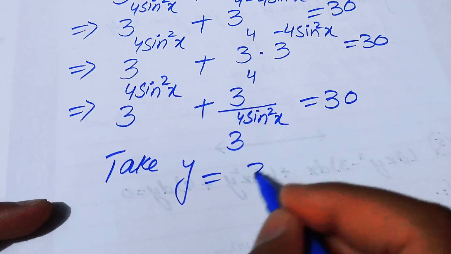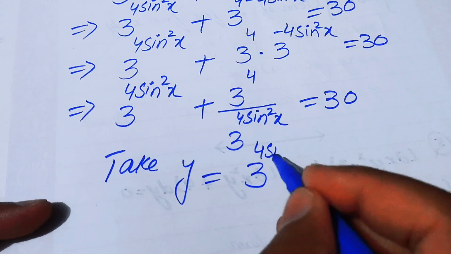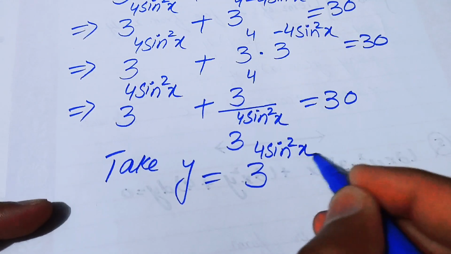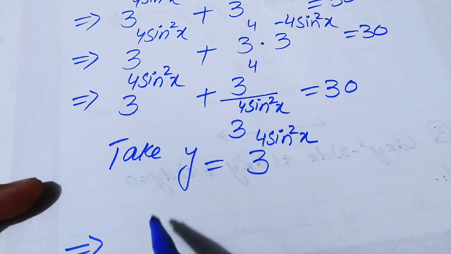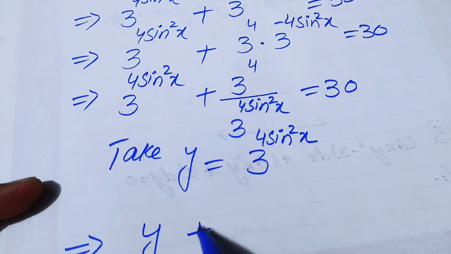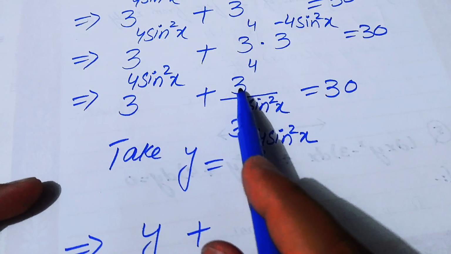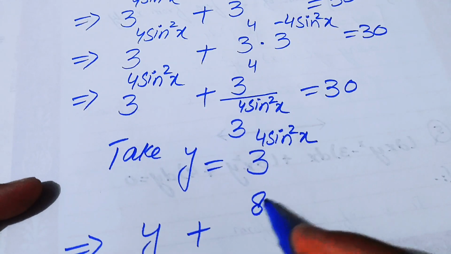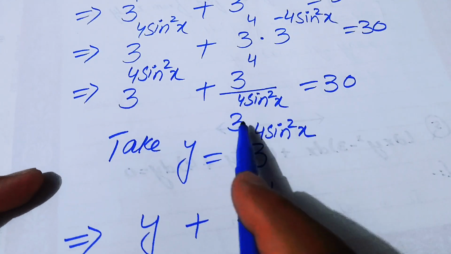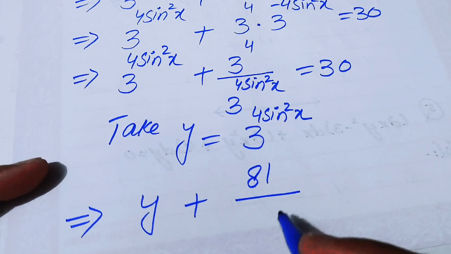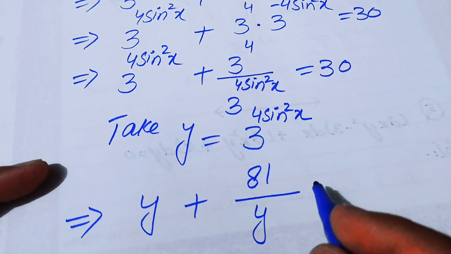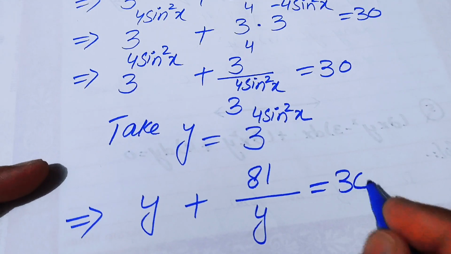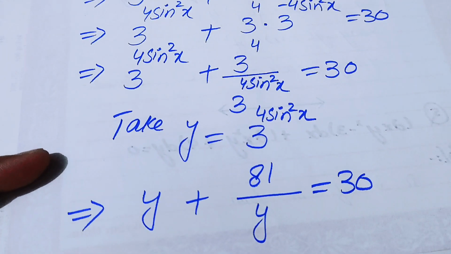And now we convert this trigonometric equation into the simple polynomial form, so here we take y is equal to 3 to the power of 4 times sine square x. So when you put y equal to this term, you get the output in the form of y plus 3 to the power of 4, which is equal to 81, over 3 to the power of 4 sine square x, which is equal to y, and the whole equals 30. So this is the polynomial form.